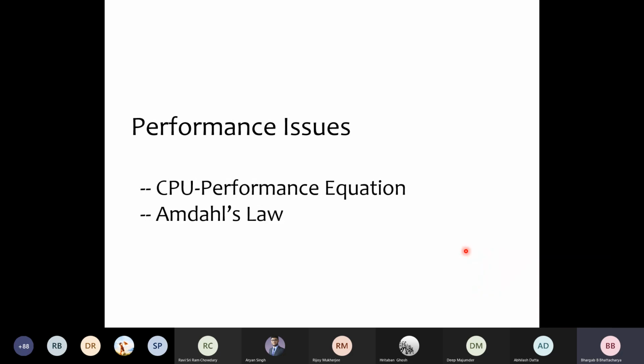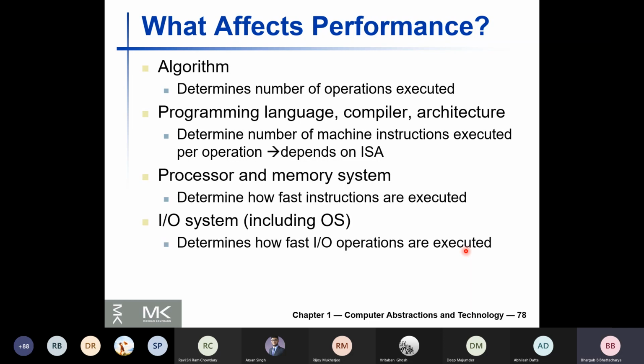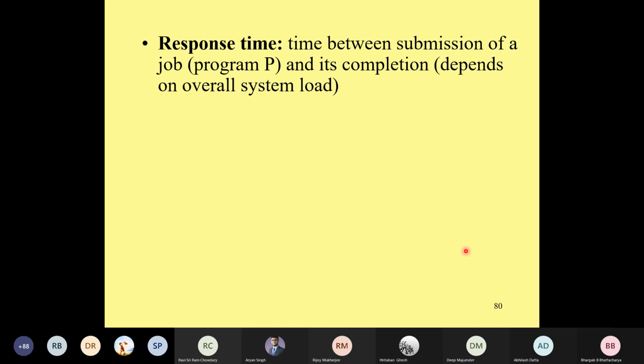Okay. Now let us move into a little bit quantitative issues, and this is concerned with what is called the CPU performance equation. So today we have a few more minutes, and so we can discuss this. Amdahl's law maybe in the next class. Okay, let me skip this thing. Okay, so let me define one thing.